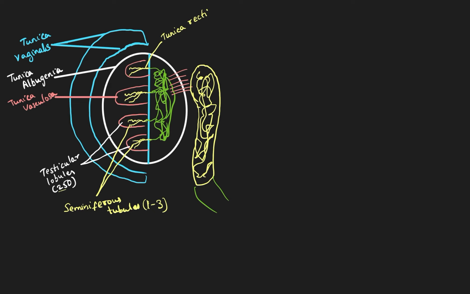Finally, from here the sperms move. There is a gap here; interstitial space is present. What is interstitial space? The space that you are able to see between two or three seminiferous tubules is known as interstitial space.